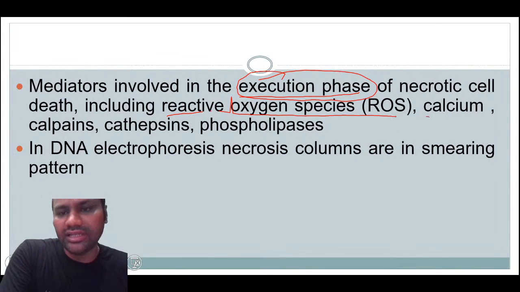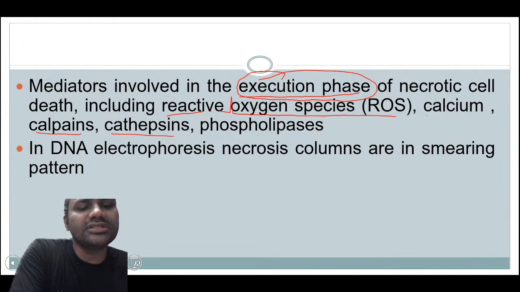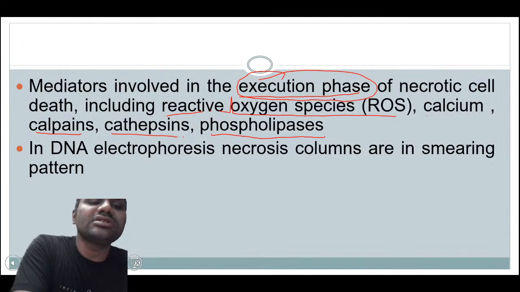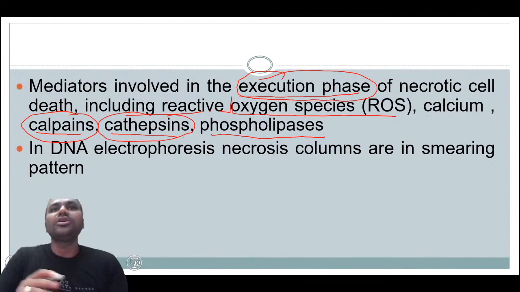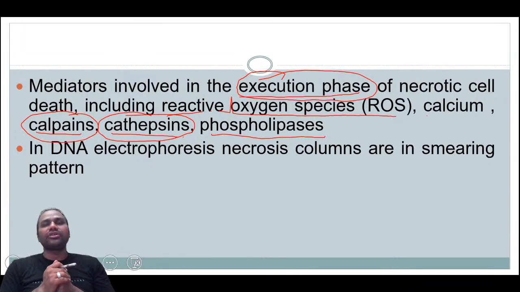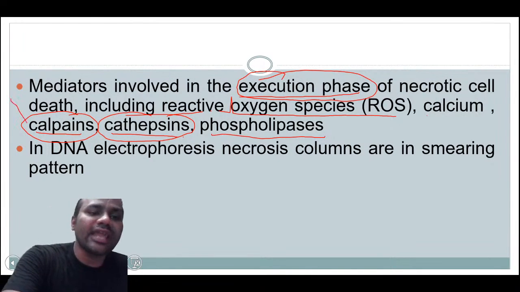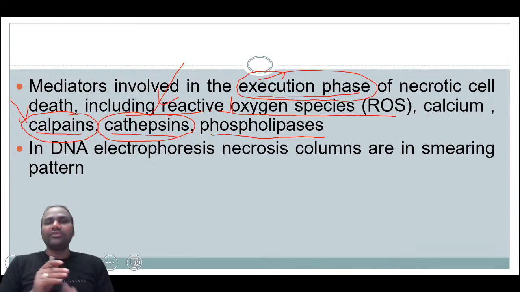And again, that is calcium: calpains, cathepsins and phospholipases. Now these calpains and cathepsins are mostly responsible for neuronal cell death, necrotic cells. In the nervous system, mostly calpains and cathepsins act. Calpains and cathepsins result in the breakdown of lamins.